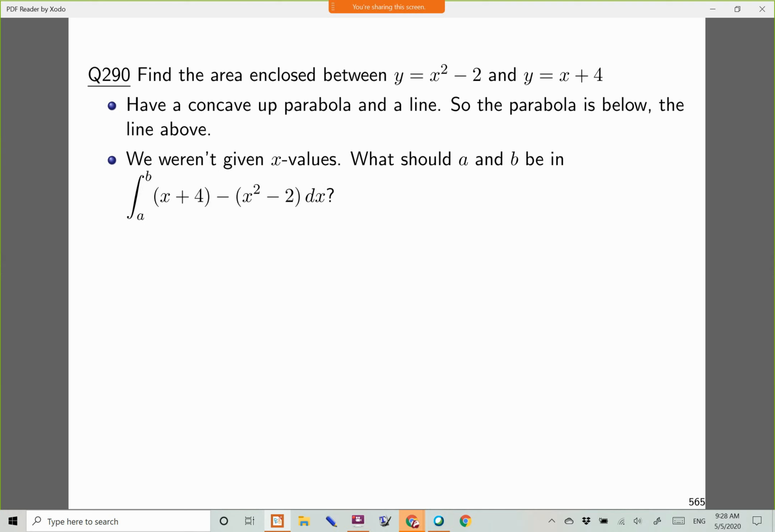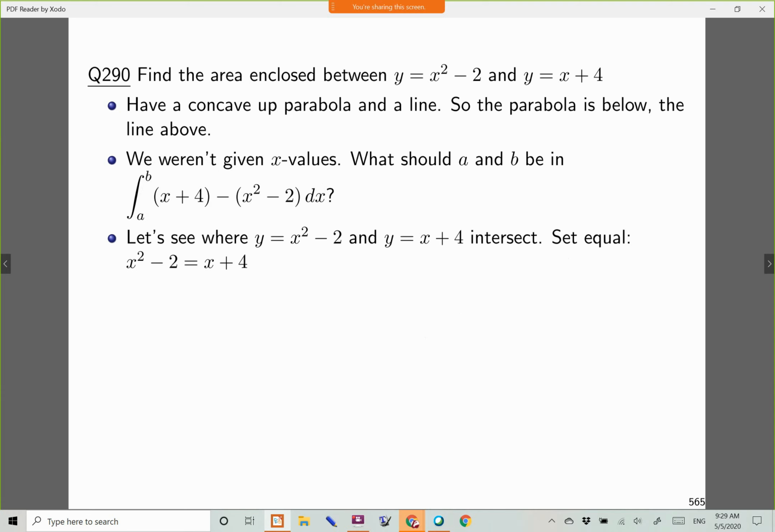Well, we need to see where these two curves intersect. We already sort of drew a rough picture even without axes drawn in. We need the x coordinate there and there. So we need to see where the line and this parabola intersect. To see where that occurs, we'll set the y's equal to each other. We'll set x squared minus 2 equal to x plus 4. Solving this equation is going to tell us where these two curves intersect.